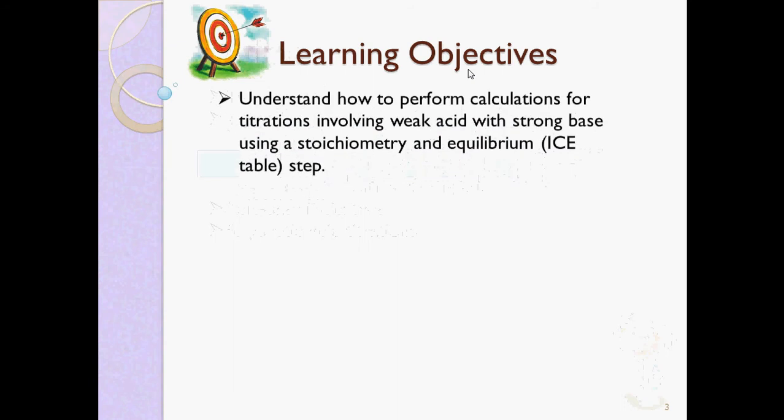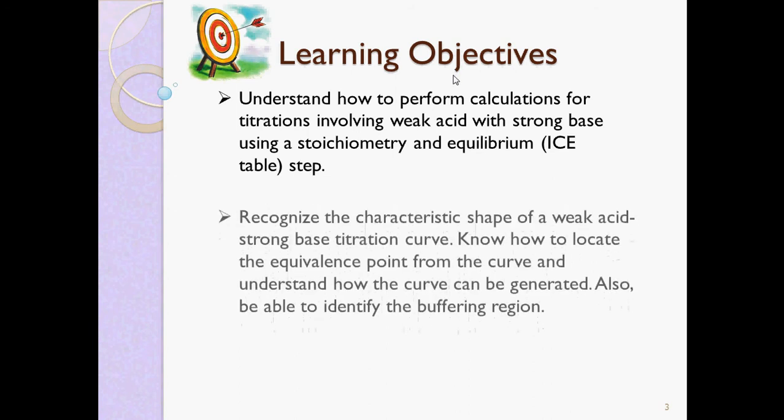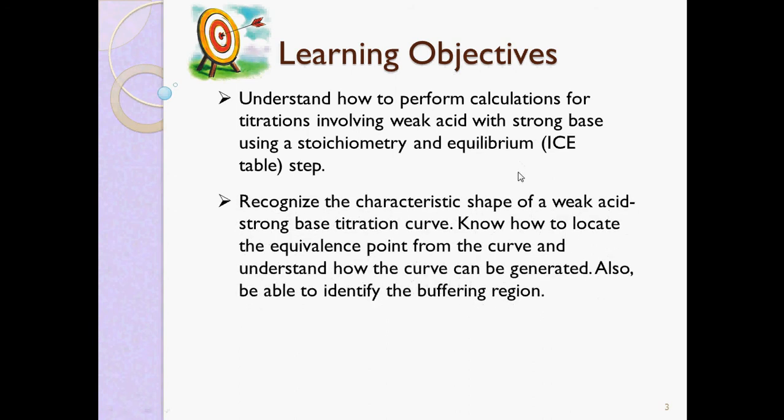So what are we going to look at today? Well, to perform our calculations, we're going to have to use two steps. We're going to do a stoichiometry step, and we're also going to do an equilibrium step. We're also going to need to recognize that the shape of a weak acid strong base titration curve is going to be different than a strong acid strong base. We'll need to figure out where the equivalence point is and also where the buffering region is.